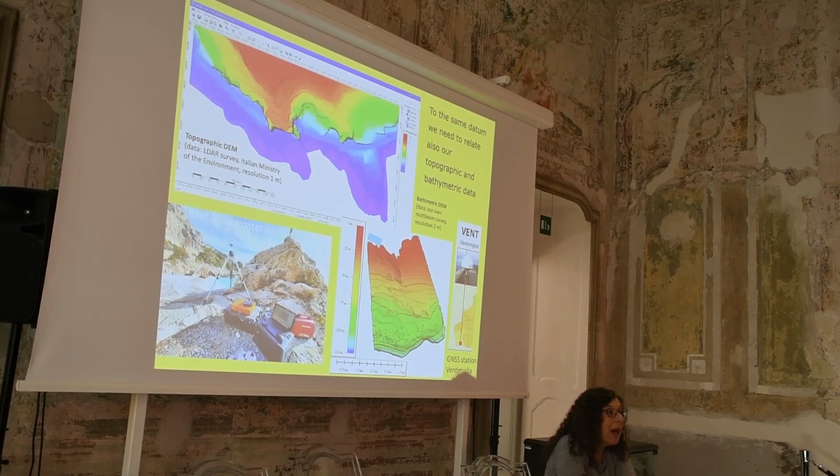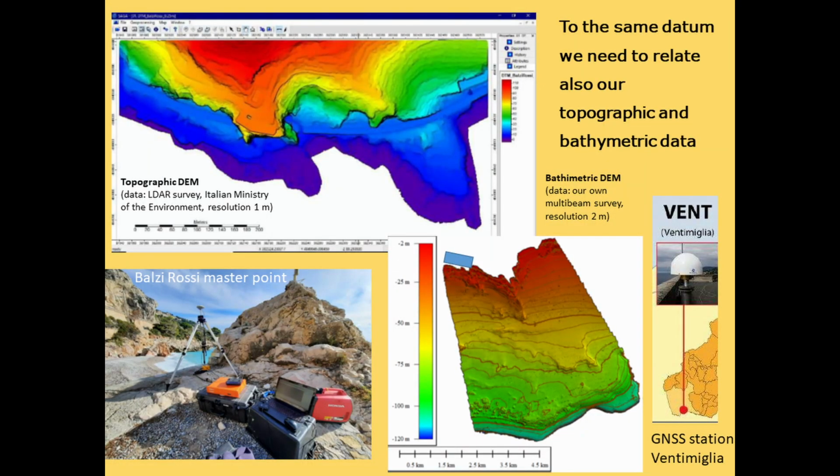Our technique for elevation assessment was also applied to provide a combined topographic and bathymetric digital elevation model for the area. We created a digital elevation model for the emerged part with data from a LiDAR survey that we got from the Italian Ministry of the Environment, and then ourselves, within the project activities, provided data in order to create a bathymetric model down to the isobath of 120 meters.